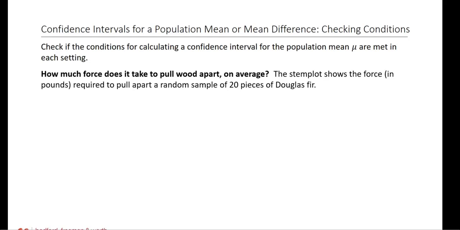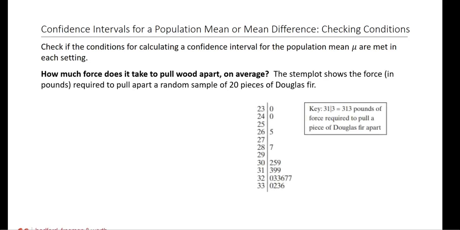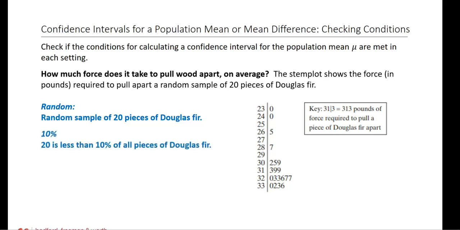How much force does it take to pull wood apart on average? The stem plot shows the force in pounds required to pull apart a random sample of 20 pieces of Douglas fir. So we have a stem plot there. Is this a random sample? Clearly it says random sample. 20 is less than 10% of all pieces of Douglas fir. And is n at least 30? It's not. So we need to look at the shape of the graph.